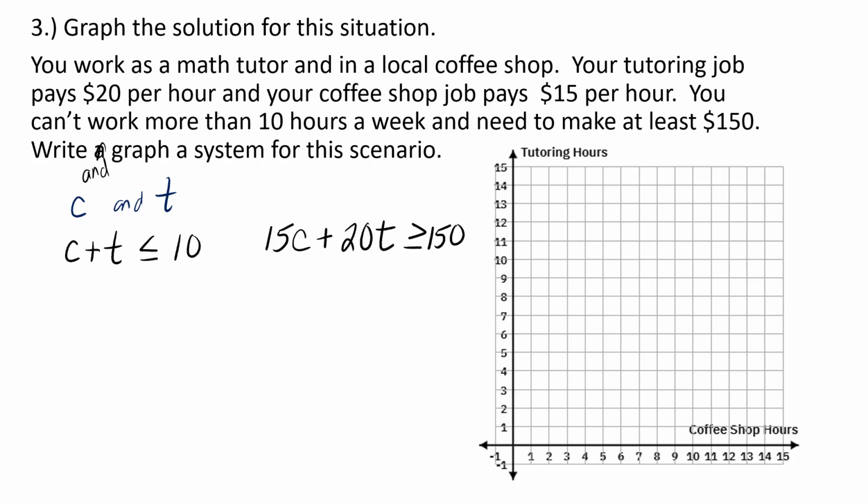And now we just need to figure out the best way to get this graphed. So I'm going to say we've got tutoring on the y-axis, so I'm going to solve these for T. So we're going to subtract C from both sides. So T is less than or equal to negative C plus 10. Okay, and that of course would be negative 1C. And then this one, what are we doing? We're going to subtract 15C from both sides.